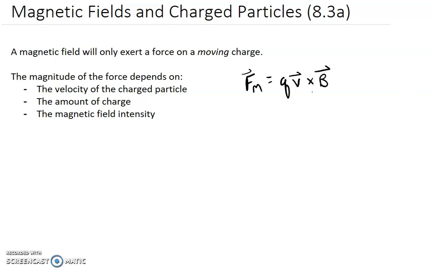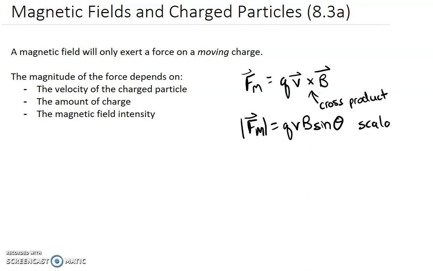Now that cross is called a cross product. Until you've done significant linear algebra and further on in math, you won't understand what that means. For our purposes, it basically means that it's going to become a sine. So it's Q, V, B, all the magnitudes of them, times the sine of the angle between V and B. That's a scalar equation that it converts to, and that's what we're going to use to calculate this.